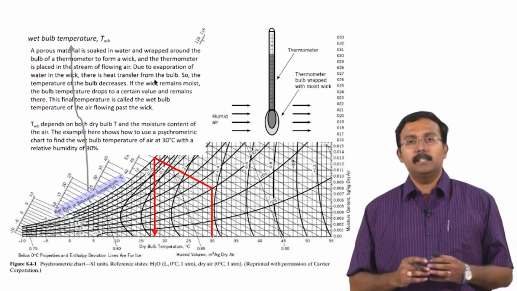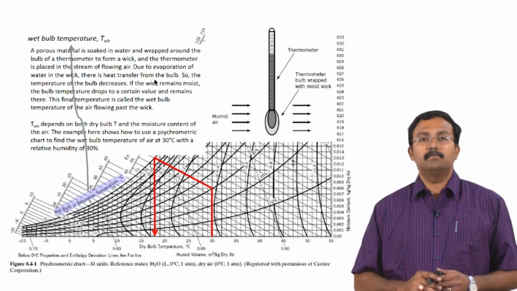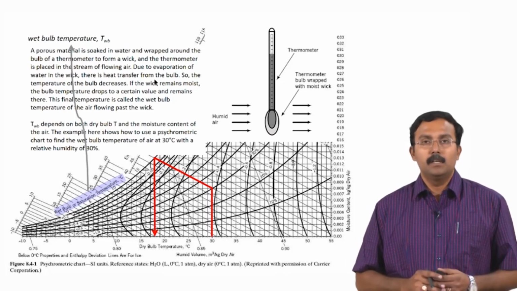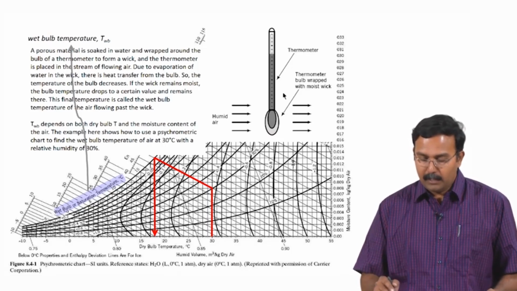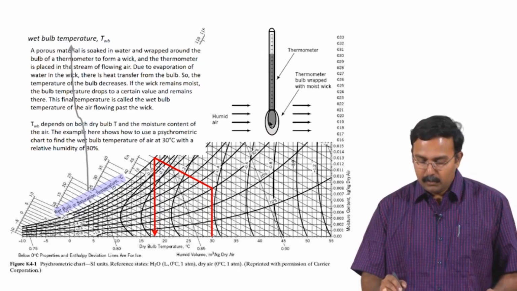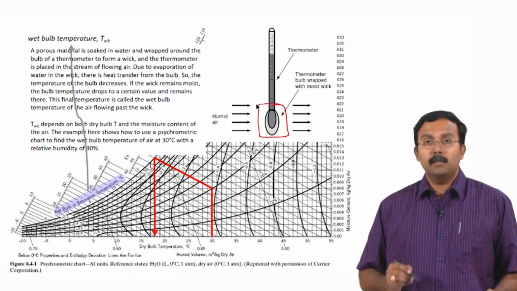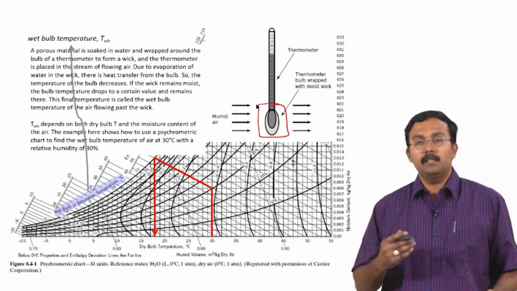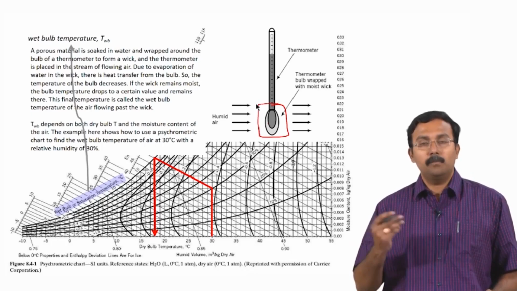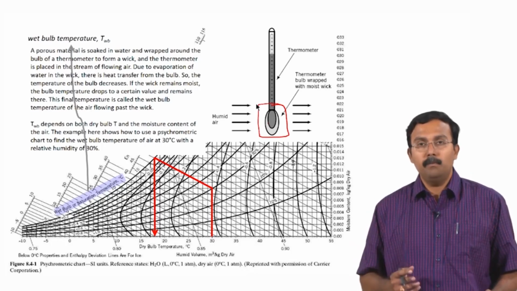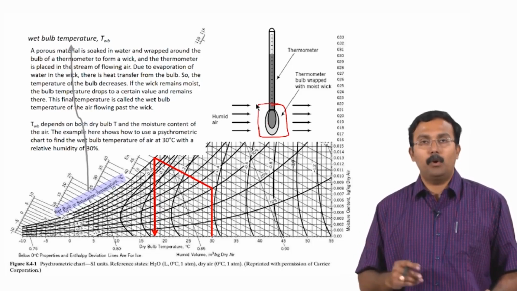I know this definition does not make it very easy to understand. So, let me try to explain it in simpler terms. What you have is something like this. The setup you have here is a thermometer, and this regular thermometer is wrapped with something called a wick. It could be cotton or some cloth which is always going to be moist. So, this would have to be maintained moist by adding some water to it.